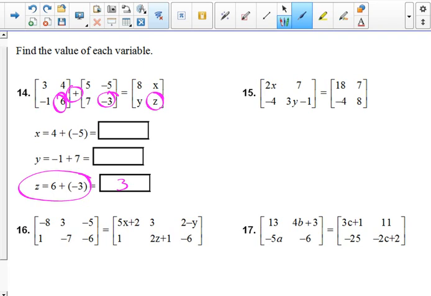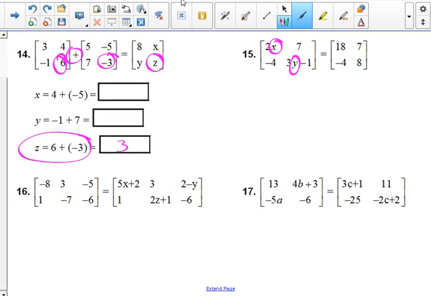Okay, you have just enough time to finish this. On 15, you're looking for x and y. For 16, you're looking for x, y, and z. And then 17, you're looking for a, b, and c. All right, so solve those real quick, and then we'll go over the answers, and you'll be done. Hooray! That concludes the addition and subtraction of matrices. So let's give you about a minute.